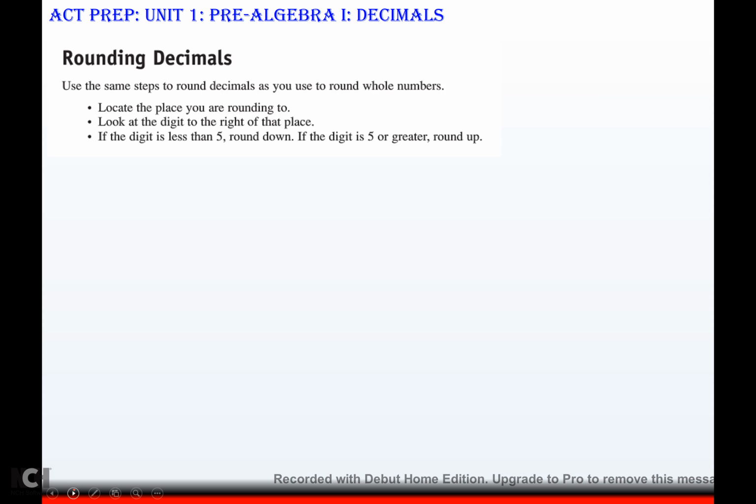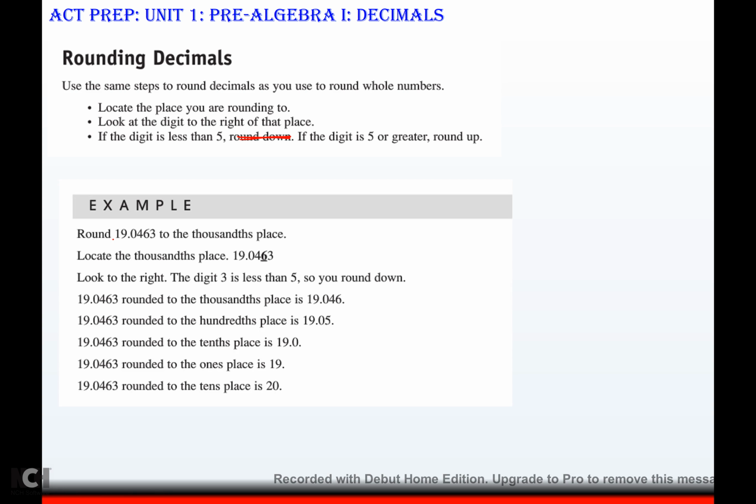Alright, so rounding decimals, same thing. Locate the place you're rounding to, look at the digit to the right. If the digit is less than 5, you don't round up, you leave it alone. If the digit is 5 or greater, you round up. So this one wants me to round this number to the thousandth place. So you go tenths, hundredths, thousandths, that's the 6. If I draw a line right there, that 3 is not bigger than 5, so you're going to leave it a 6. So these all stay the same, and everything after turns to zeros.